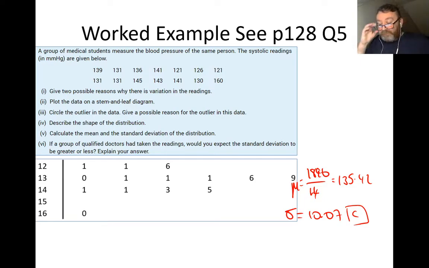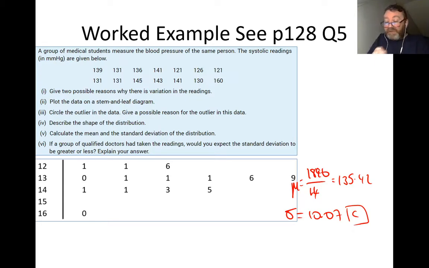Part 6. If a group of qualified doctors had taken the readings, would you expect the standard deviation to be greater or less, and explain your answer? Now, if we had a group of qualified doctors, we would expect the readings to come out almost agreeing with each other, maybe 1 or 2 deviations above or below a given value. Okay, qualified doctors would be much more experienced at taking blood pressure, so we wouldn't expect such a variation, which means the standard deviation would be less.